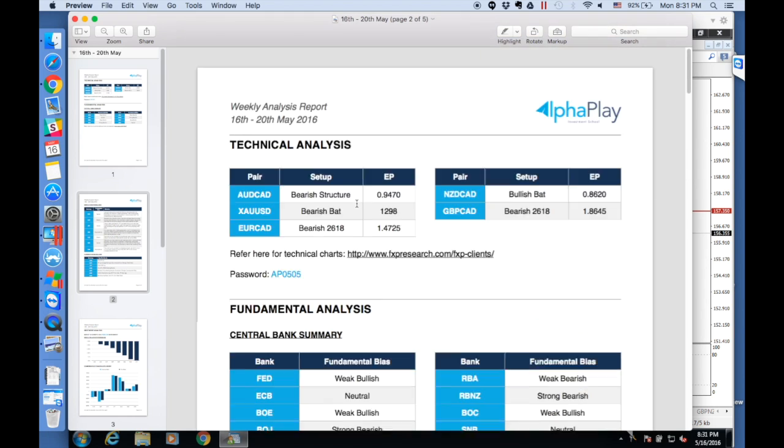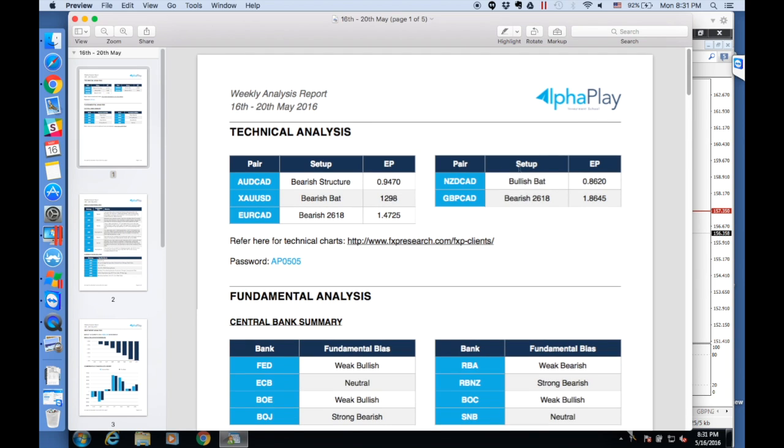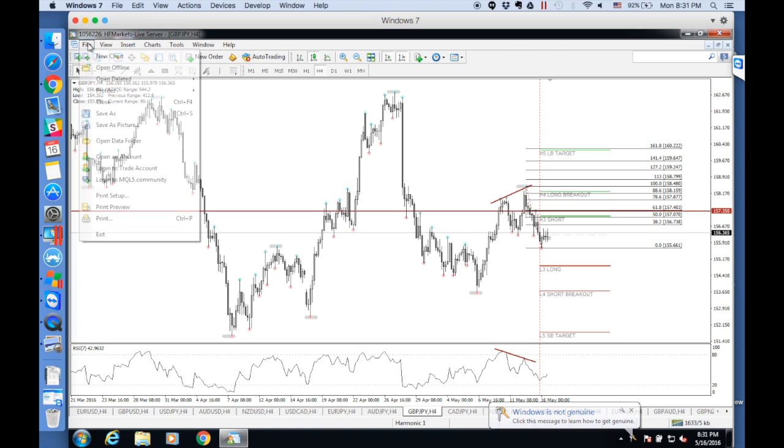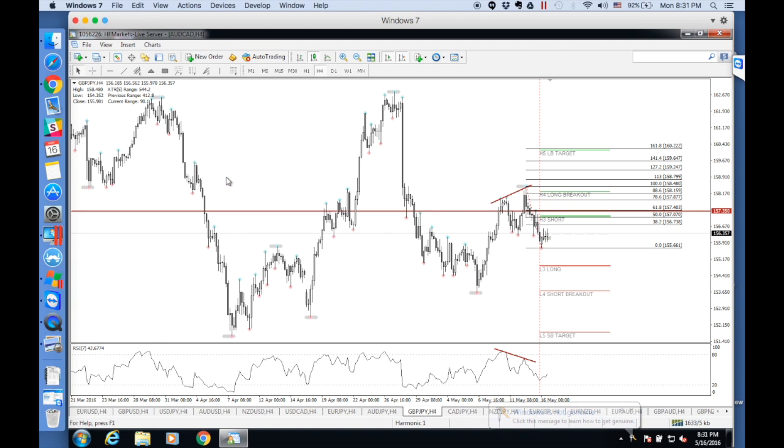Okay, so let me show you some of the charts. For example, Australian CAD, right? Let's go over to Australia CAD.